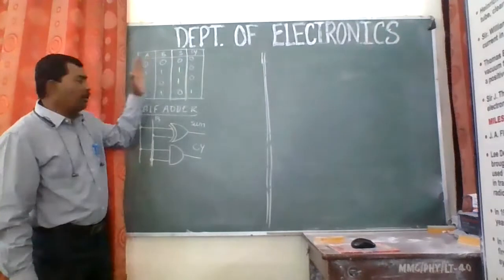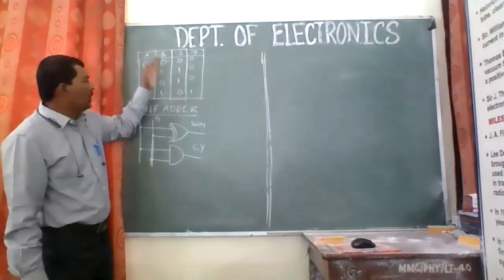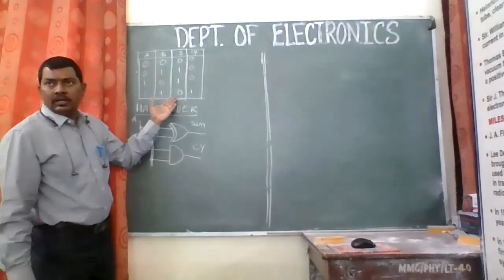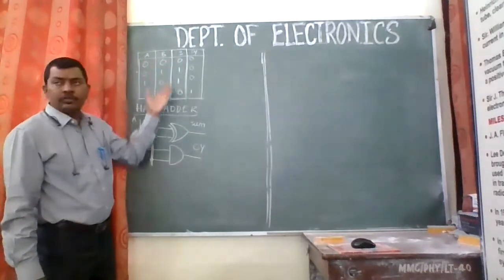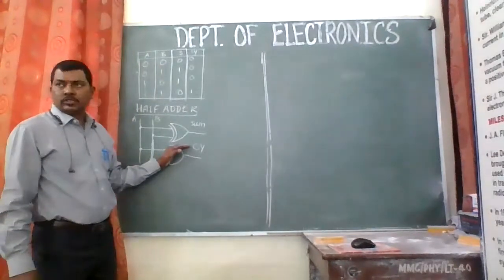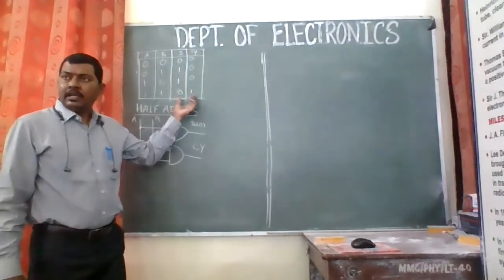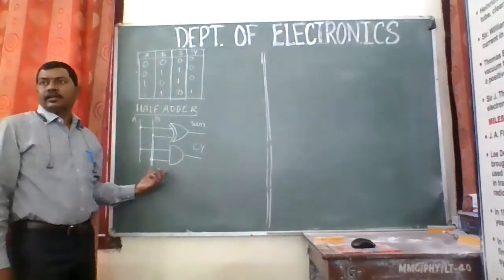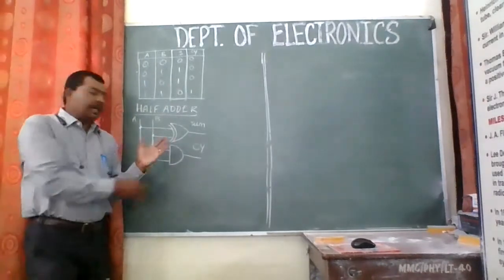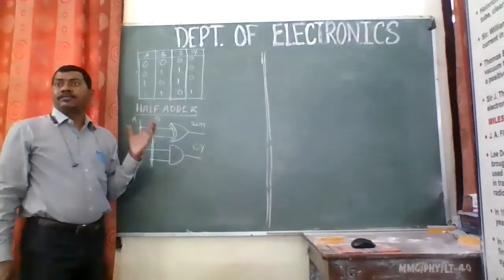Just looking at the truth table, we have come to know that depending on the combinations of the input, this truth table, which we are calling the output sum, is the truth table of a XOR gate, whereas the output which we are calling here as carry is the truth table of an AND gate. So we can design a circuit like this using XOR gate and AND gate to implement a half adder circuit.